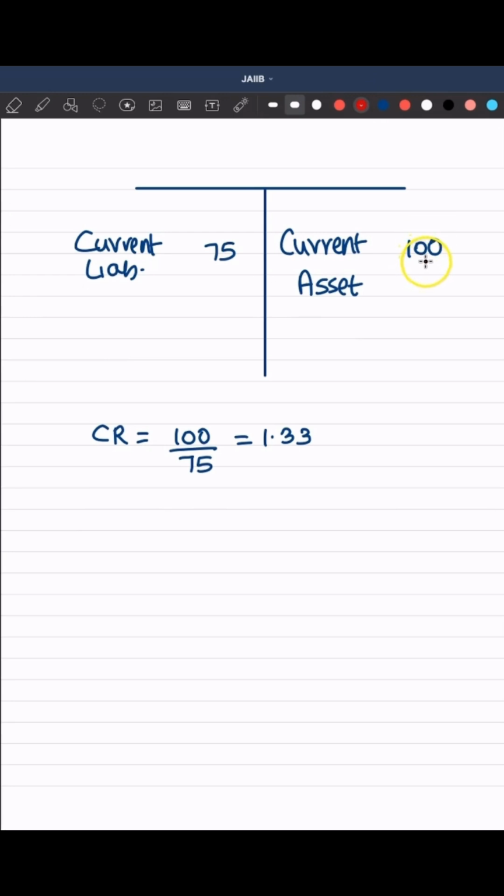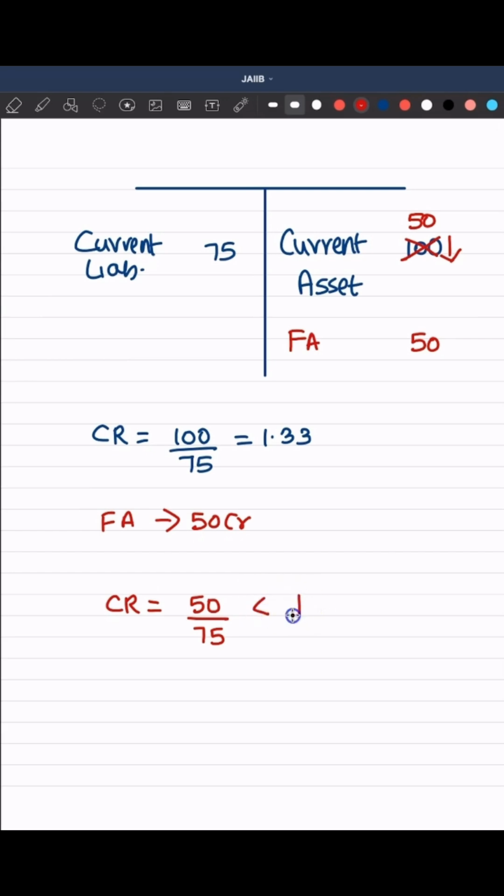So when the cash is used, then to that extent there will be reduction in current asset. Let's say the fixed asset purchased is worth rupees 50 crore. It means current asset will come down by 50 crore and fixed asset will get added by 50 crore. So here in the place of 100 you will have 50 and current liability is going to remain the same. So now if you calculate the revised current ratio, it will be 50 divided by 75 and obviously the value will be less than 1.